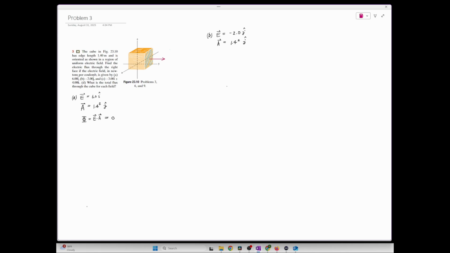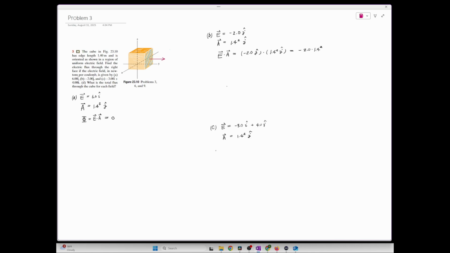Moving on to part B, where the electric field is -2 followed by a unit vector j hat, and the surface area is still the same as before. And once again, between the two vectors E and A, we can form a dot product to obtain the electric flux. And you can do the calculation using one of the formulas.